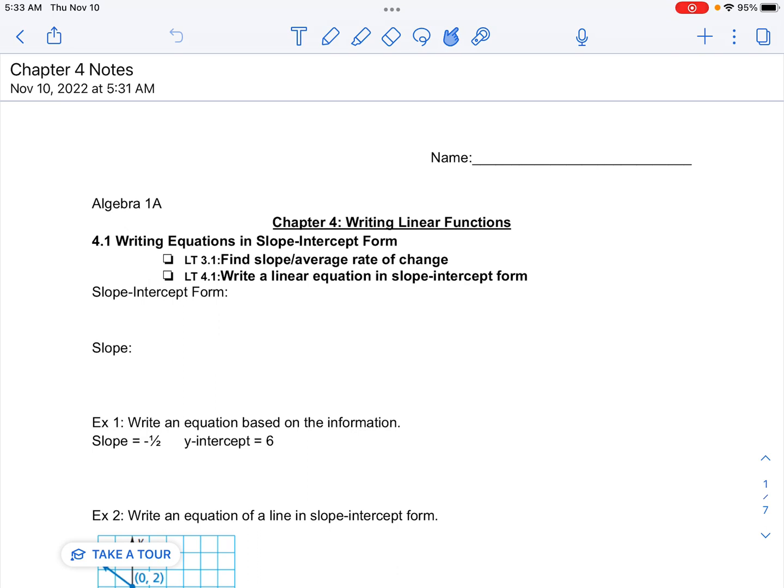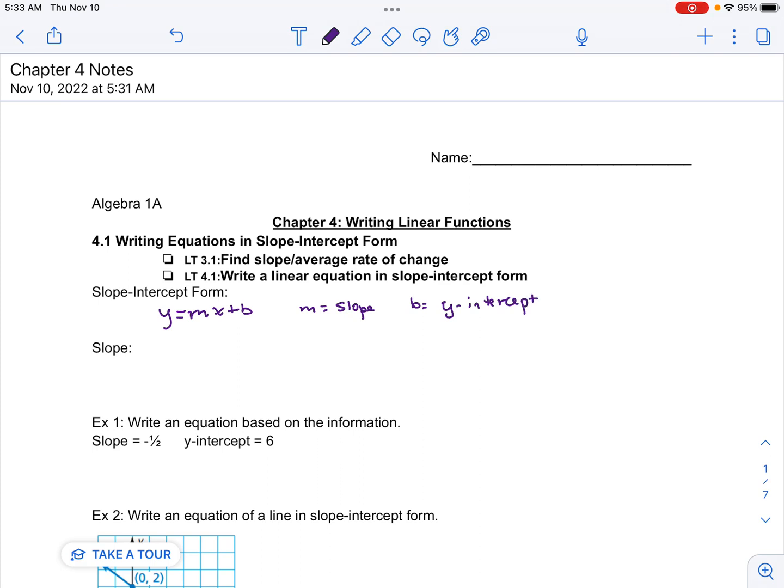We're going to be looking at writing equations in slope-intercept form. Our learning targets are find slope, average rate of change, and write a linear equation in slope-intercept form. So we've already touched base with some of this a little bit. Slope-intercept form, we know, is y equals mx plus b, where m is the slope and b is our y-intercept. Again, this is just review from last chapter.